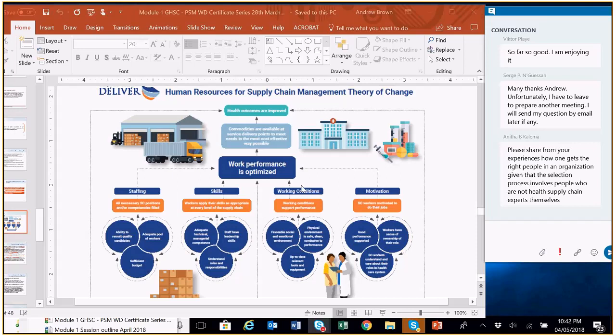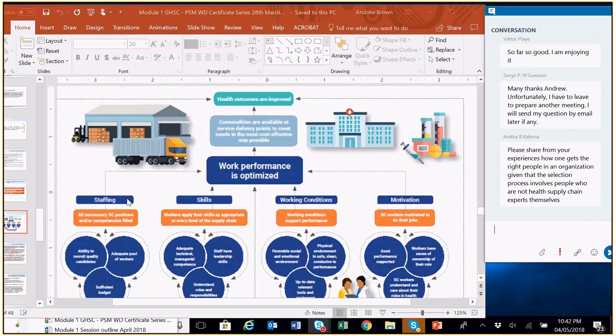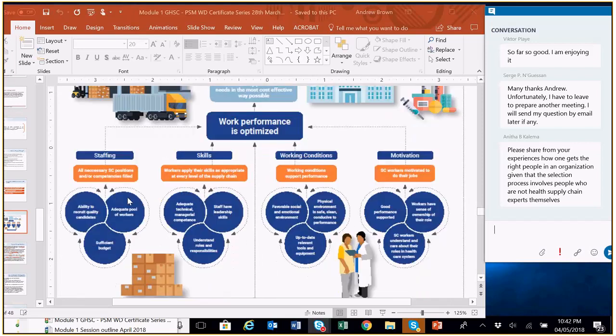Working conditions support performance. Motivation, that supply chain workers are motivated to do their jobs. So these 4 things need to be in place. And this is another way of describing some of the things that we've been talking about already, where capacity development is more than just training. Let's just look at a couple of those bubbles a little bit closer.